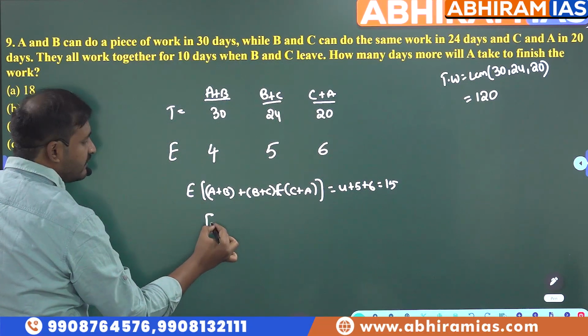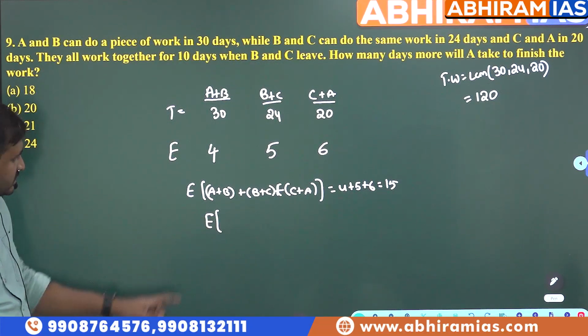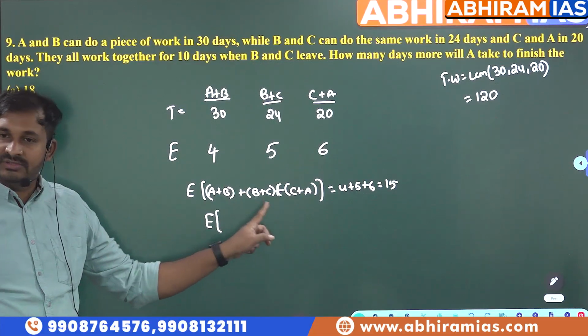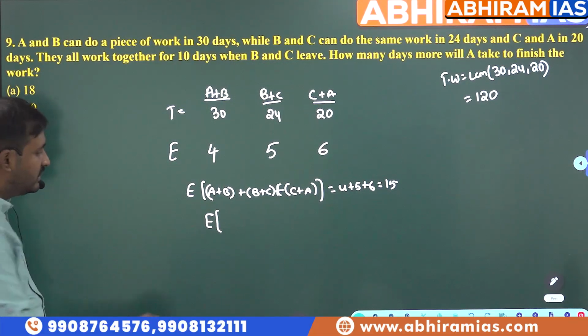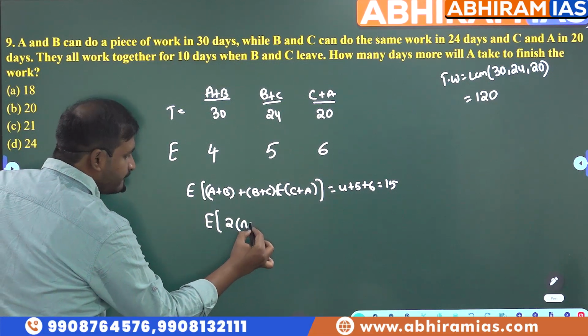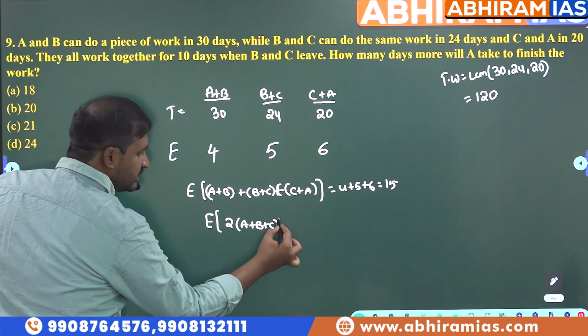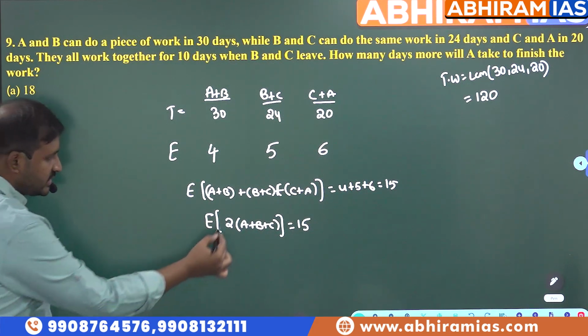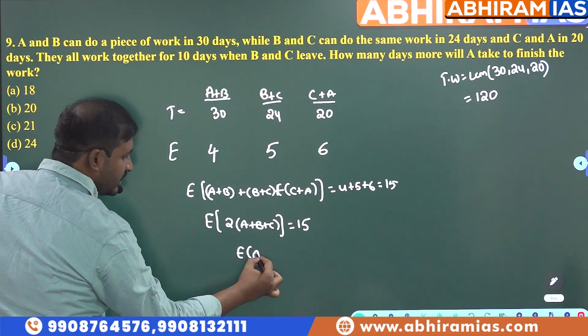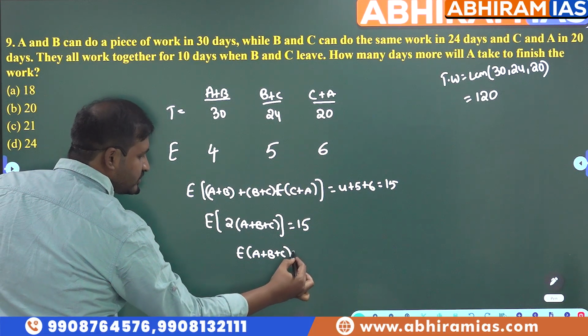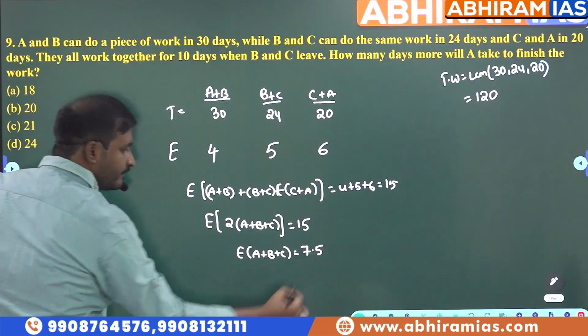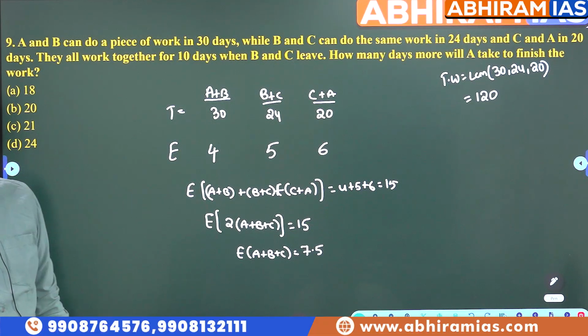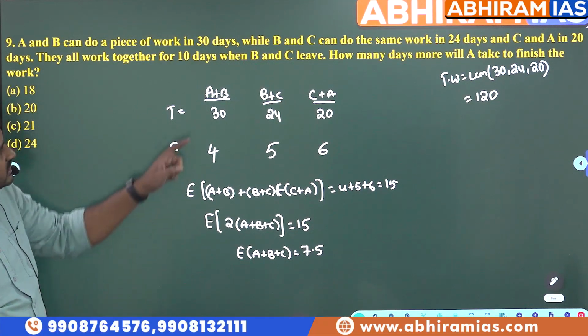Now, if you observe carefully, whenever they give this type of question, you will have 2 times of A, 2 times of B and 2 times of C. So, that means efficiency of 2 times of A plus B plus C is equal to what? 15. Okay. So, when I send 2 to the other side, efficiency of A, B and C will become what, students? 7.5.